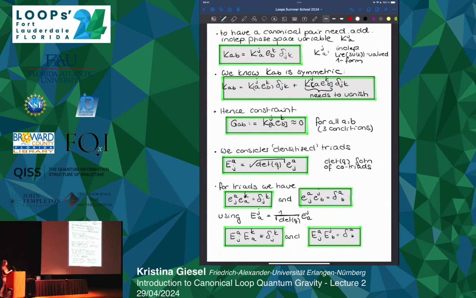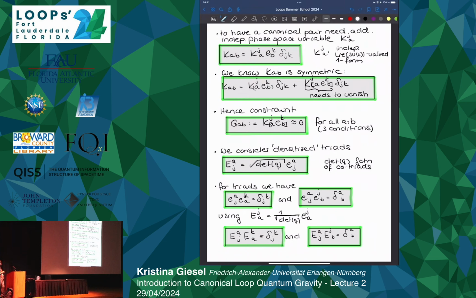Now we know the extrinsic curvature from the ADM formalism is symmetric, so we can split this definition on the right-hand side here in a symmetric and anti-symmetric part, where the round brackets just denote symmetrization and the square brackets anti-symmetrization. Now, since the left-hand side is symmetric, on the right-hand side, the anti-symmetric part needs to vanish, and this is just what we call the rotational constraint, which I call G_ab here. So this has to vanish for all ab, but it's anti-symmetric in 3 dimensions, so this gives us 3 additional conditions.